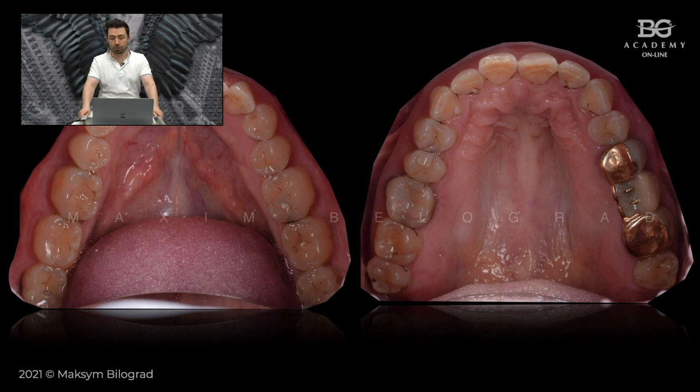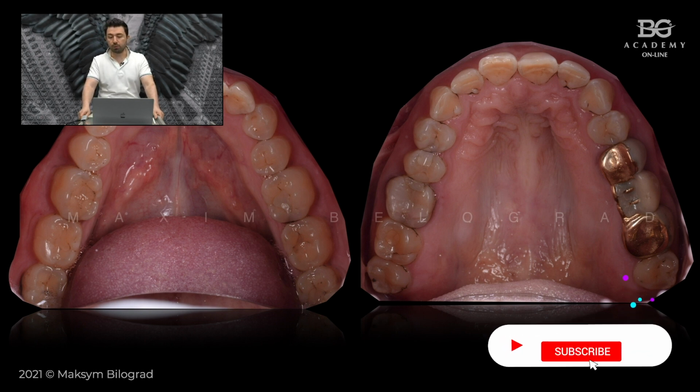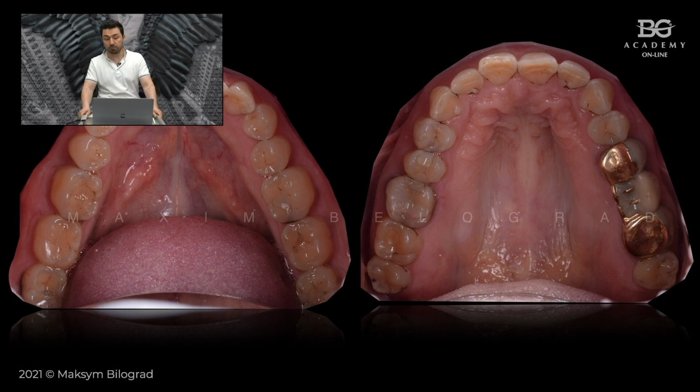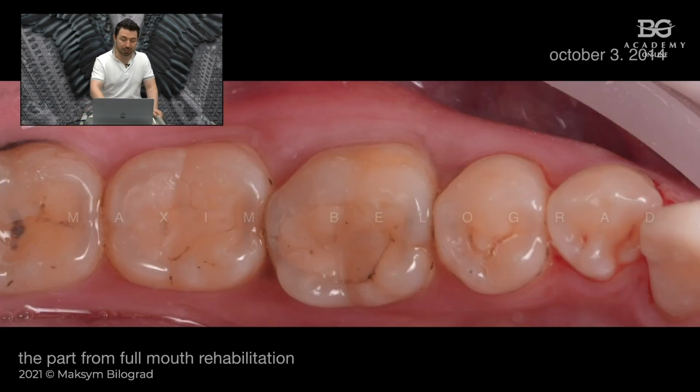We have the initial situation from occlusal view, upper and lower jaw. Multiple teeth are worn. We can also have caries defects, old restorations, some cracks, some crowns that have to be replaced with new restorations. Actually, this case we planned as a full mouth rehabilitation in a new position, in the CR position, or in TRP position, if you would like to say.